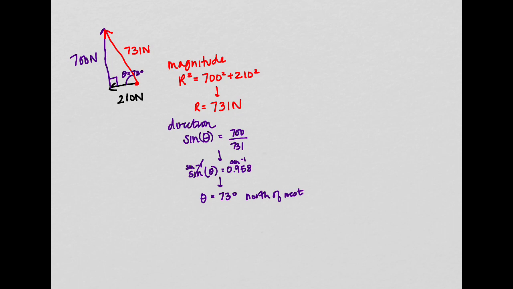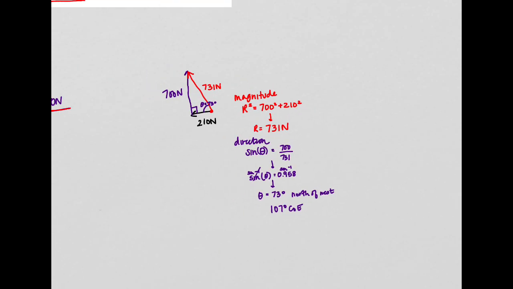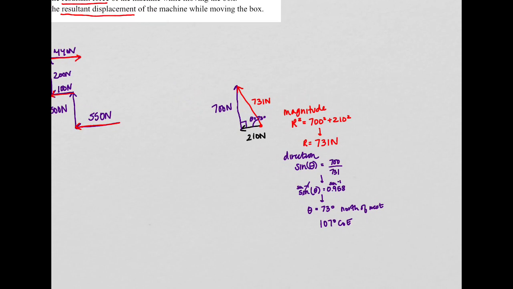Or, if I asked you to give it in the counterclockwise of east convention, which I didn't. So if you said north of west, that's correct. You could have also said 107 degrees counterclockwise of east. Okay, so there we go.